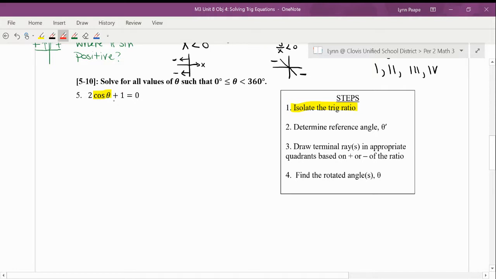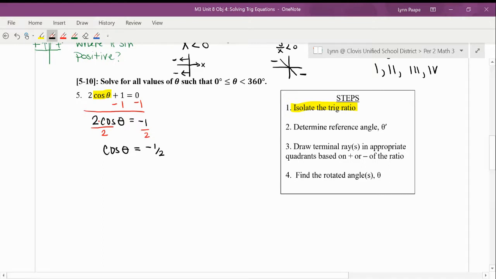I'm going to start with adding and subtracting. So I'm going to subtract 1 from both sides, because 1 minus 1 would be 0. And then I'm going to divide by 2, because we're trying to isolate the trig ratio, and that's because there's an implied multiplication there. So 2 divided by 2 is 1. So 1 cosine theta equals negative 1/2.